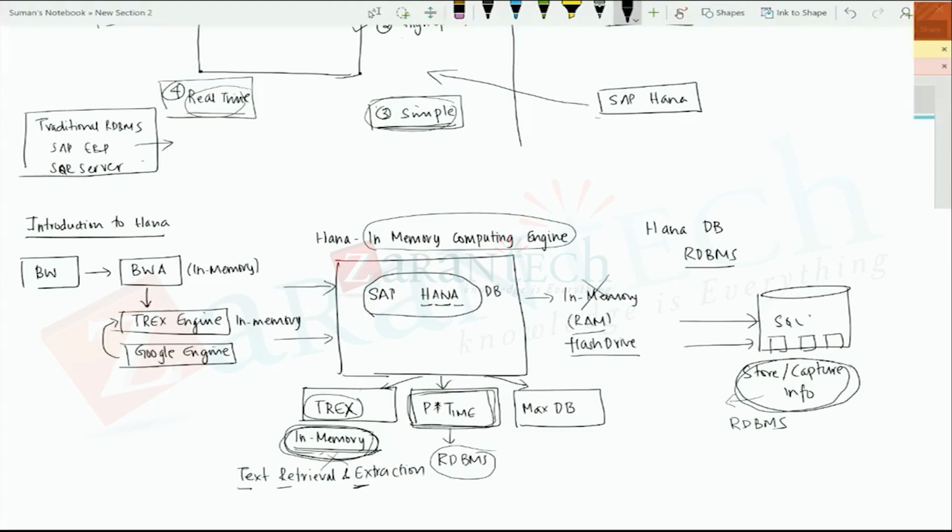So on the conservative side, what SAP HANA has also done is bring in a third technology called MaxDB, which is a regular database. It is a disk-based storage functionality.